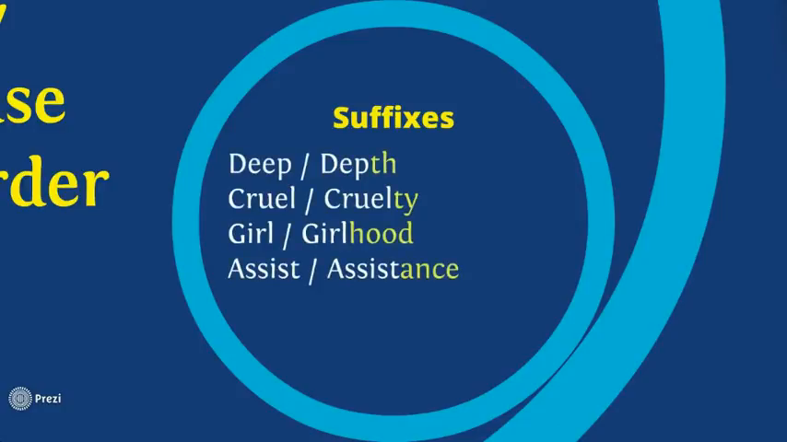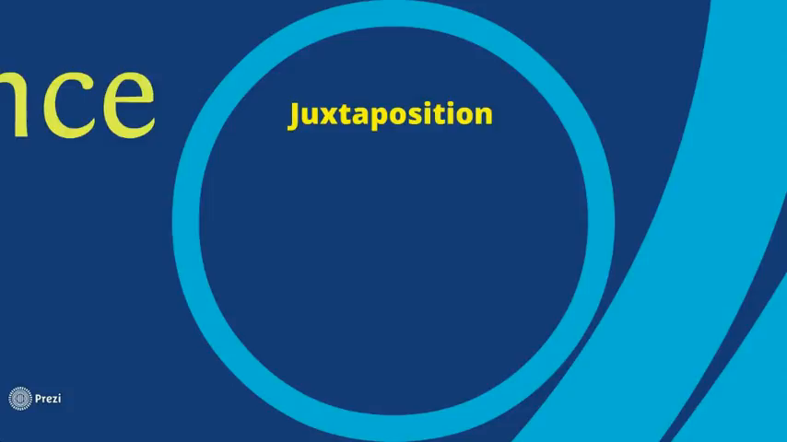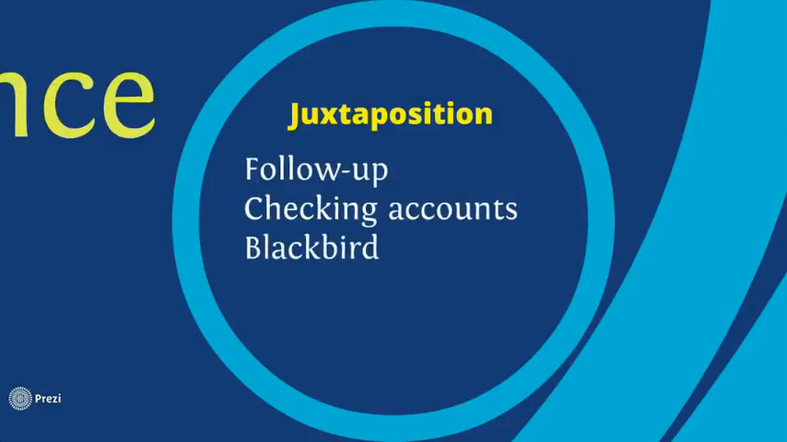Suffixes are a little bit different. They go at the end of words. We have examples such as deep, depth, cruel, cruelty, girl, girlhood, assist, assistance. When we are talking about juxtapositions, juxtapositions include words such as follow up. That is, the words follow and up are put next to one another to become a concept. What about checking accounts? And what about blackbird?